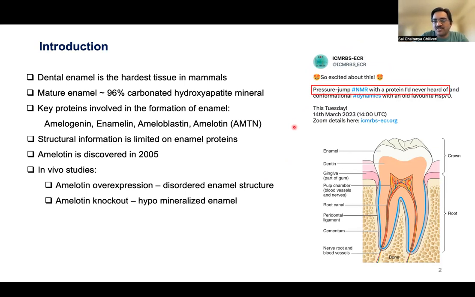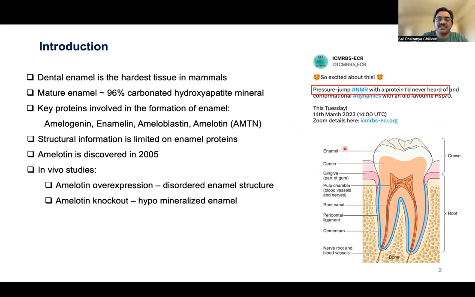So what is this protein? What is the role of this protein? This protein is involved in the formation or the maturation of the dental enamel. Here is the vertical cross-section of the tooth, highlighting the enamel, which is the outermost white layer of the teeth. This dental enamel is the hardest tissue in mammals. It is comprised predominantly of the hydroxyapatite mineral, which is composed of calcium and phosphate ions.